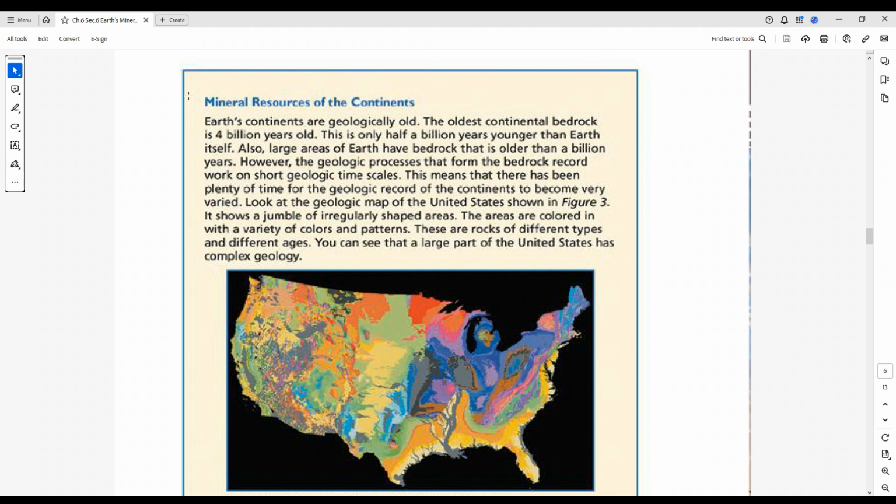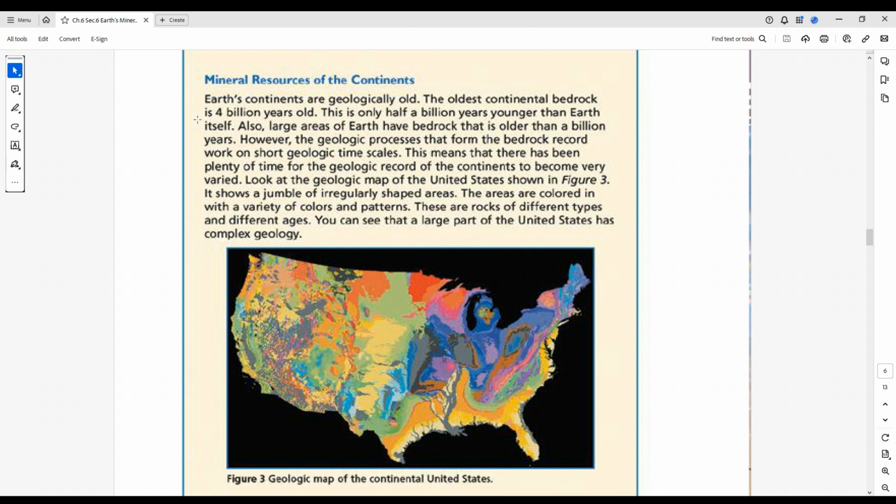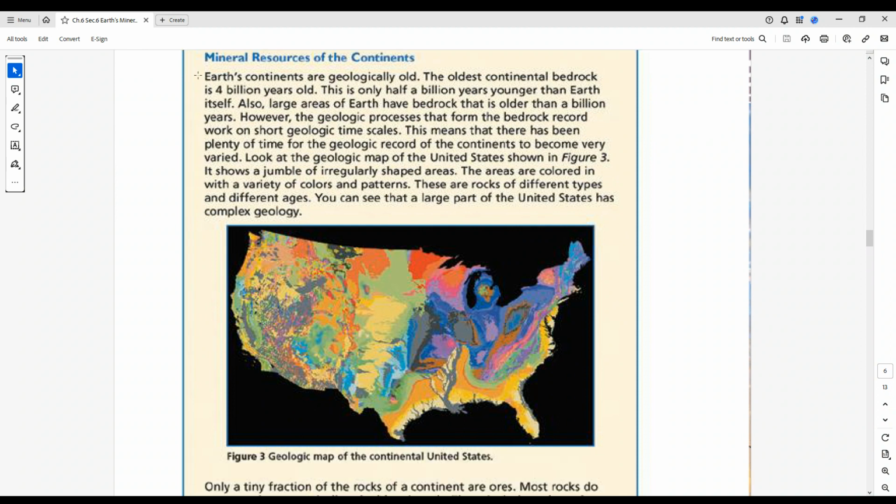Mineral resources of the continents. Earth's continents are geologically old. The oldest continental bedrock is 4 billion years old. This is only half a billion years younger than Earth itself. Also, large areas of Earth have bedrock that is older than a billion years.